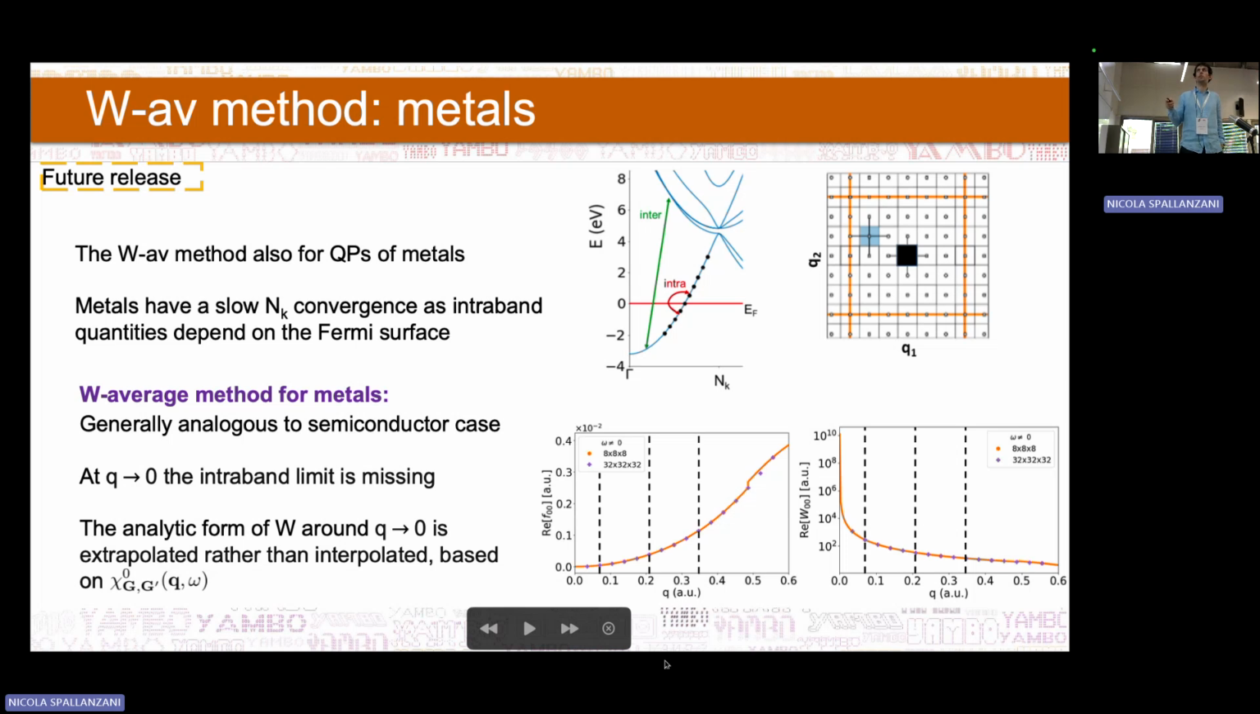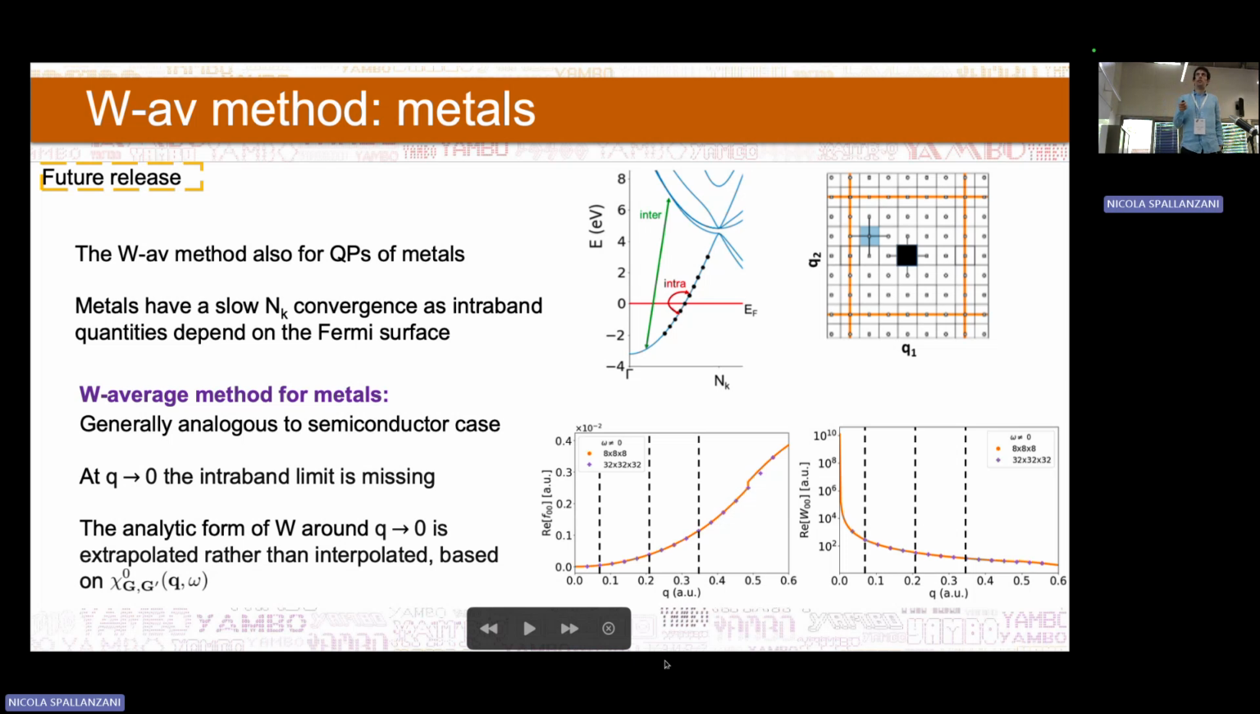If, however, you go to zero transfer momentum, you need to consider transitions between the points and the point itself, so around q equal to 0. And this is numerically not well defined. That's the reason why in this limit only interband transitions are considered, while the intraband transitions are removed. However, this is an issue, since we are missing the q equal to 0 limit of the intraband transitions. That is rather important.